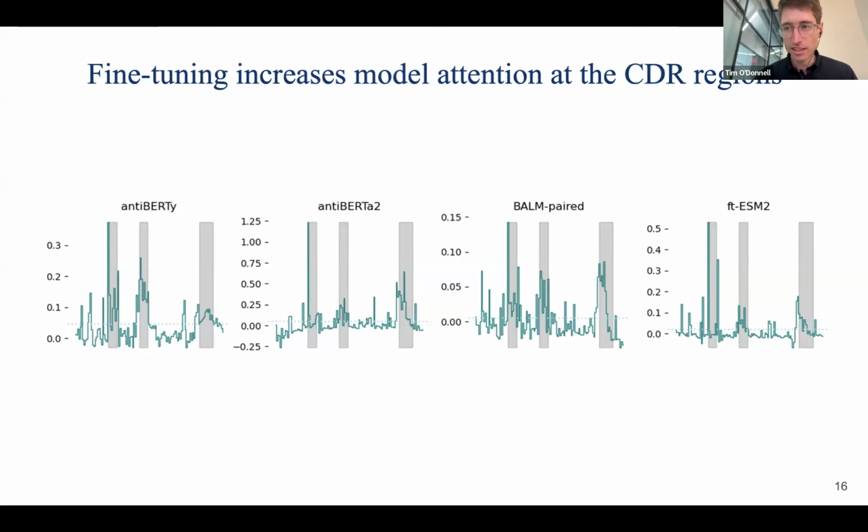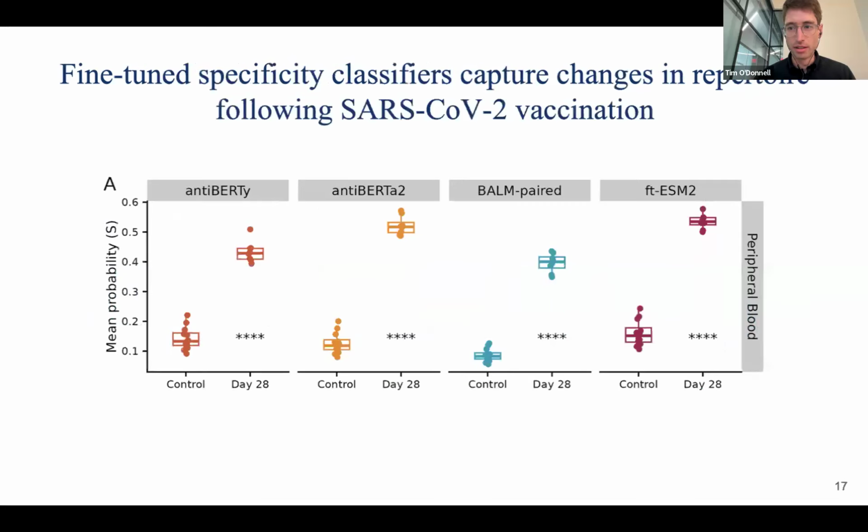Tim? Yeah, I thought the analysis of the peripheral blood was super striking. If you can go to this one, the repertoire analysis. I was wondering here, is the data independent? Is there any training data that goes into this, or is it separate?